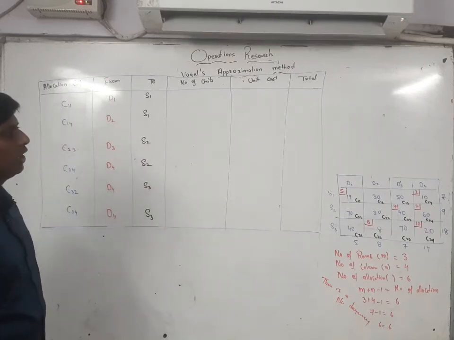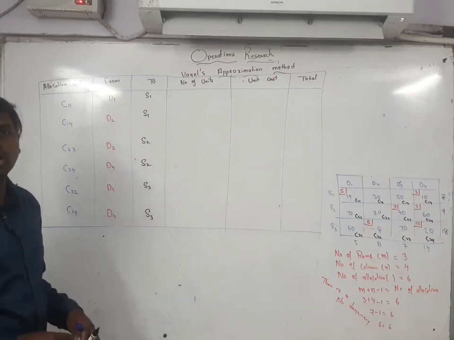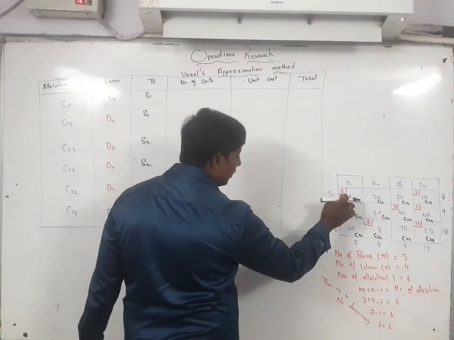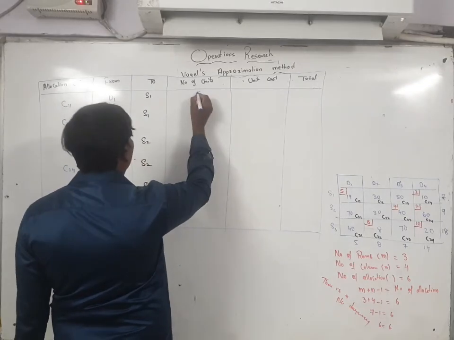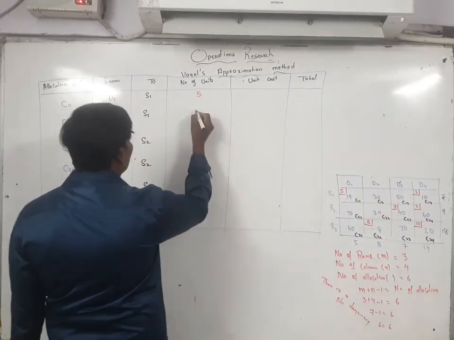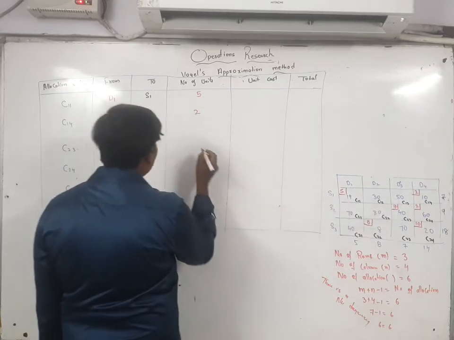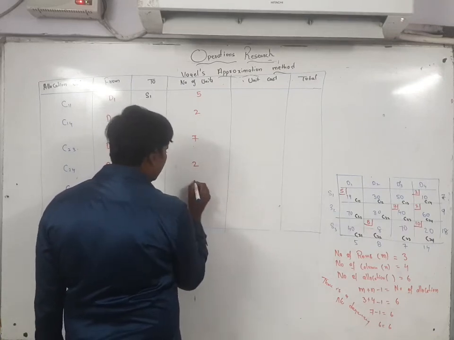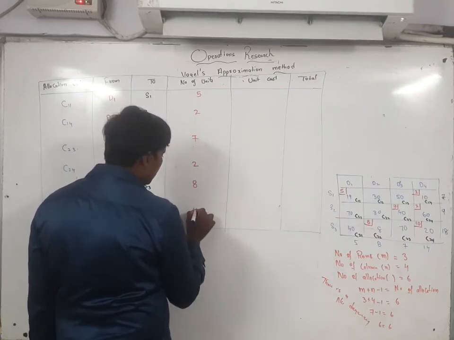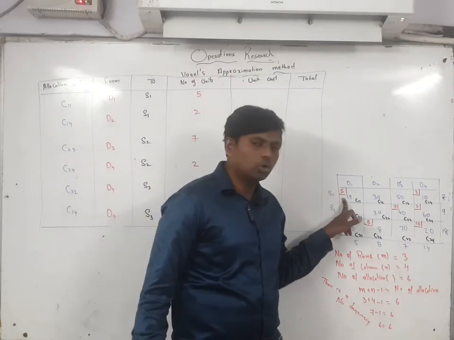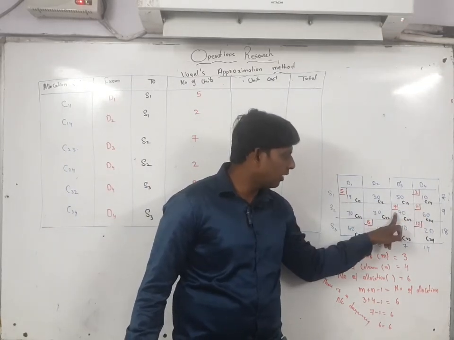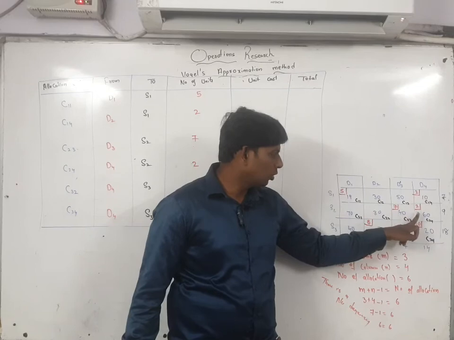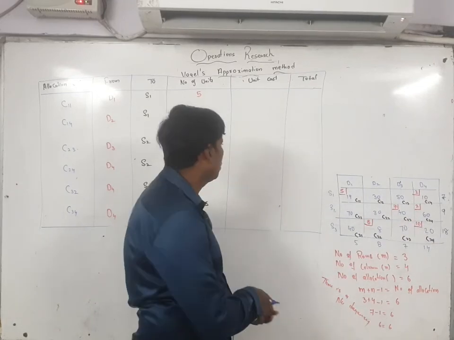After that, what I have to write? Number of units. So the number of units is, wherever the allocation is there, first one is the 5. Next one is the 2. Next one is the 7. Next one is the 2. Next one is the 8. Next one is the 10. So as you can see here, allocated cells 5, 2, 7, 2, 8, 10. So wherever the allocation is there, you have to write.